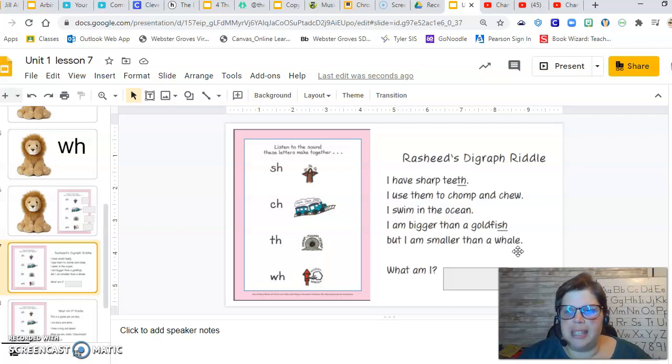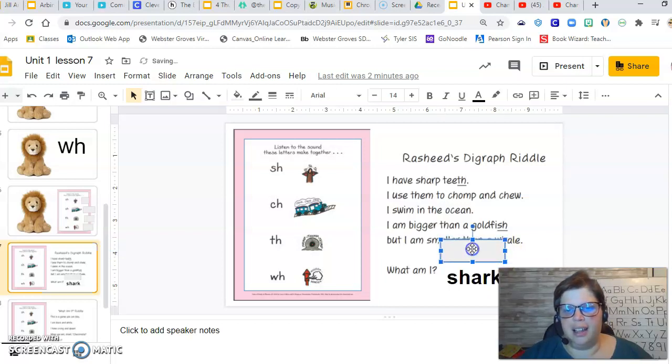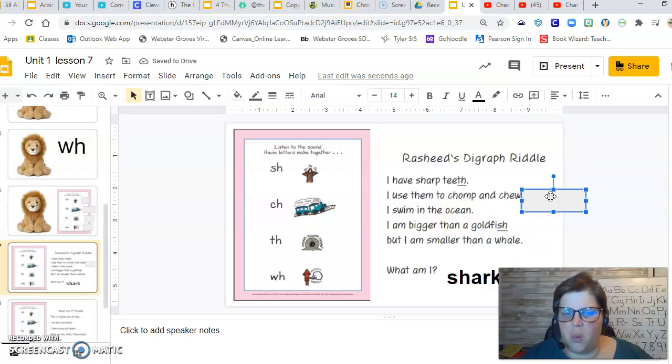I have sharp teeth. I use them to chomp and chew. I swim in the ocean. I am bigger than a goldfish, but I am smaller than a whale. You think you know what it is? Shout it out. It is shark. A shark with sharp teeth, and they can chomp and chew. They swim in the ocean. They are bigger than a goldfish, but smaller than a whale.